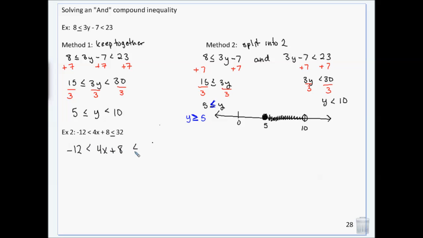I guess I don't really need to rewrite it, but I'm going to anyway. So I'm going to subtract 8 from all sides. And hey, just for giggles, let's change this to a negative so you know what to do. This negative 4. Or, well, it was a positive 4. Let's make it a negative 4. So this will become negative 20 is less than negative 4x is less than or equal to 32 minus 8, so 24.